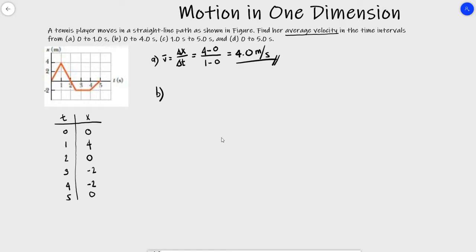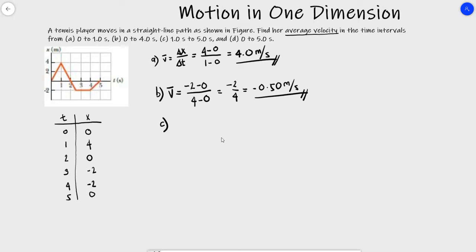For letter B, again, the average velocity is equal to, looking back to the table, at 4 seconds it is negative 2 minus 0 over 4 seconds minus 0, which is negative 2 over 4. Negative 2 over 4 is negative 1/2, or negative 0.50 meters per second.